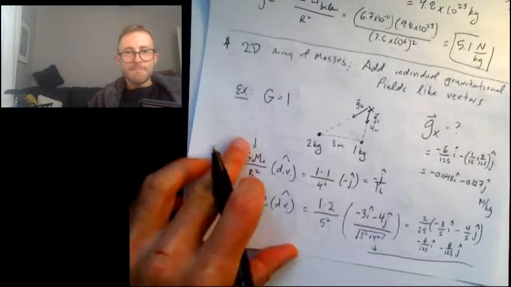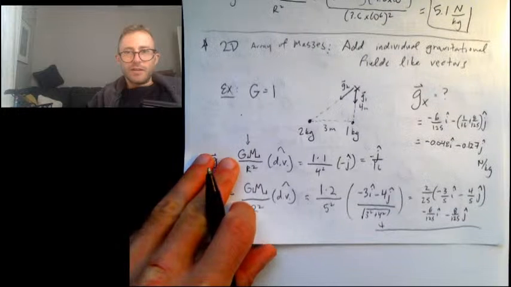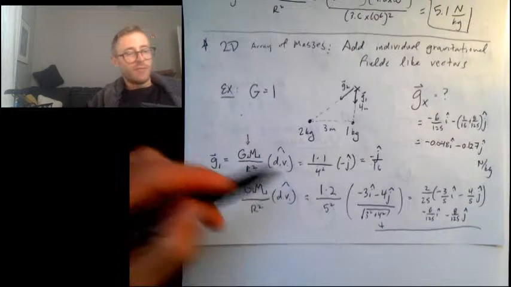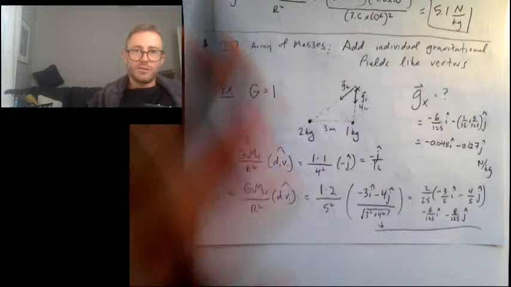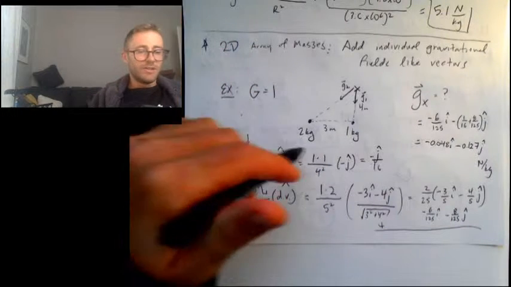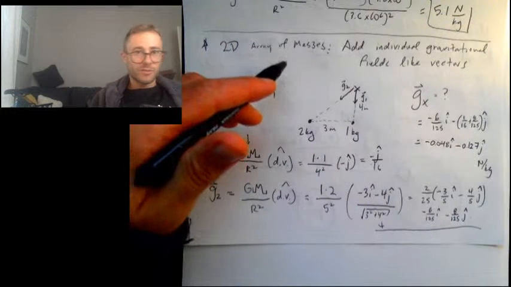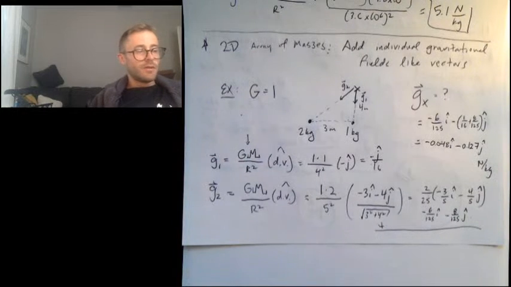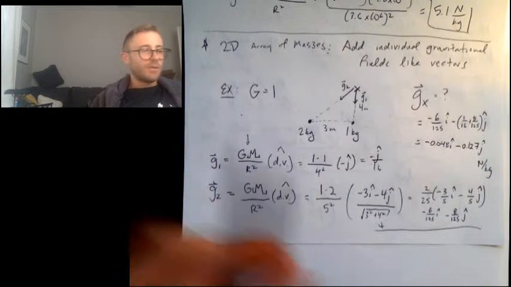Okay? So that is an example of how you calculate gravitational fields if you have random masses placed at different locations. Okay? We could easily extend this to 3 objects. It would just be a third. We'd have to calculate G3 as well.